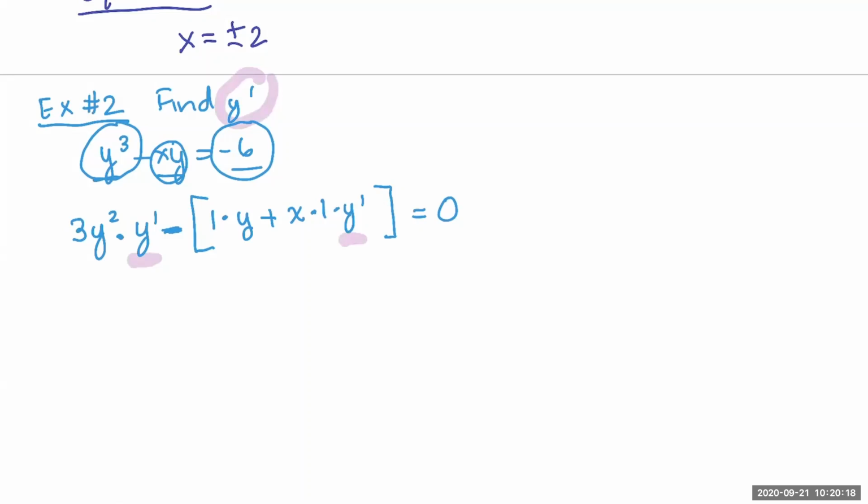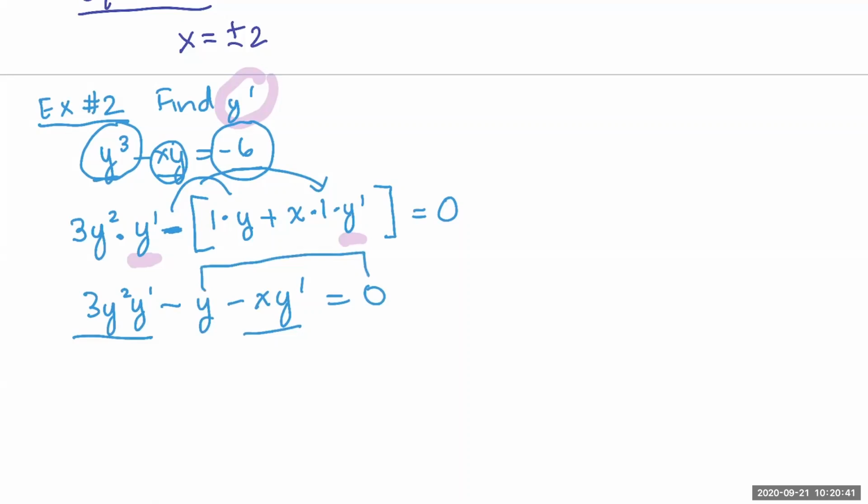So algebraically speaking, I'm going to simplify this a little bit by first removing those times symbols, but also distributing the negative and breaking out of that bracket. So minus y, and then minus xy prime. So now we're left with 3 terms. This term here and this term here have a y prime in it, so we're going to take out that y prime eventually. But this one, we can move over to the other side first.